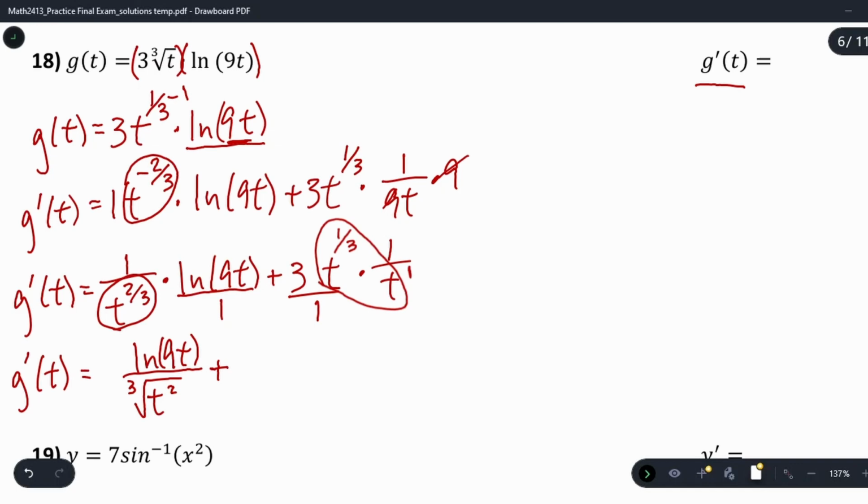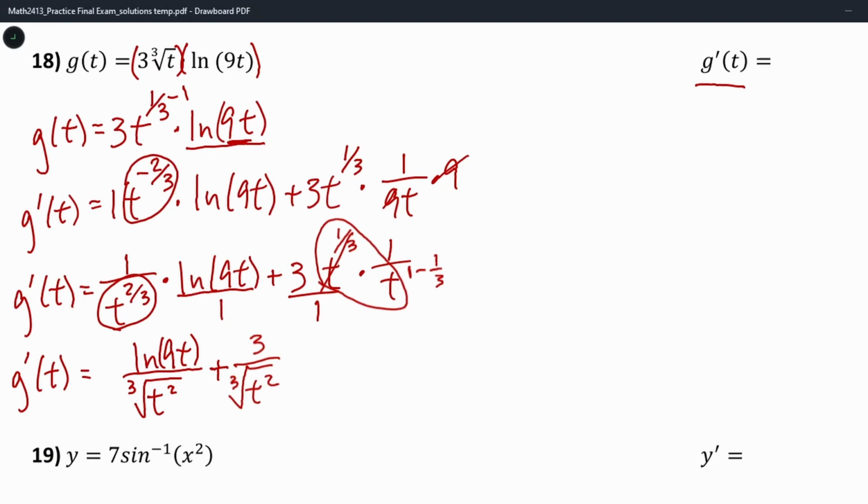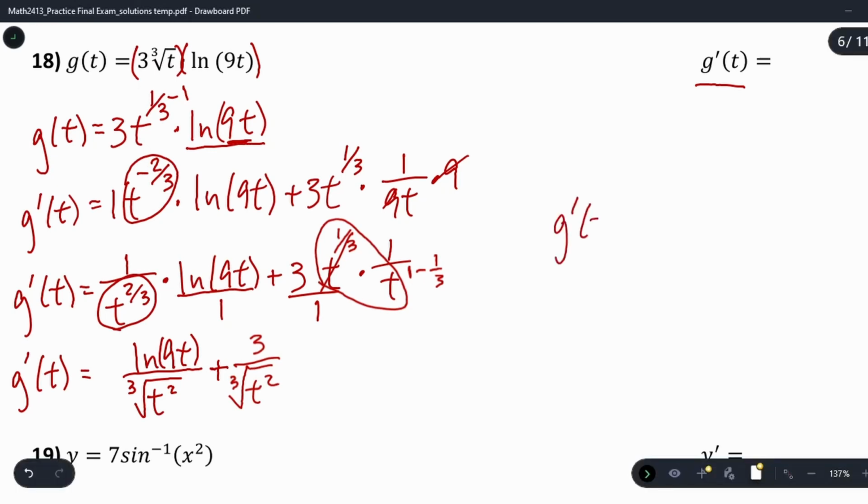So this t has a 1 for an exponent. If I minus the 1/3 to get rid of the t in the top, that's going to give me 3 over t to the 2/3, or the cube root of t squared, and then I can see that I have a common denominator. So my final answer for g prime of t in simplest form is going to be the natural log of 9t plus 3 all over the common denominator of cube root of t squared.